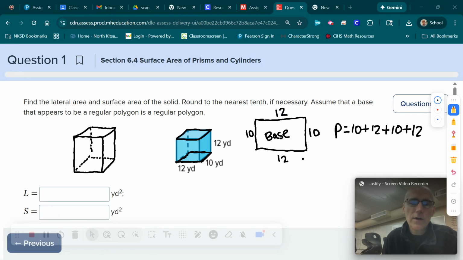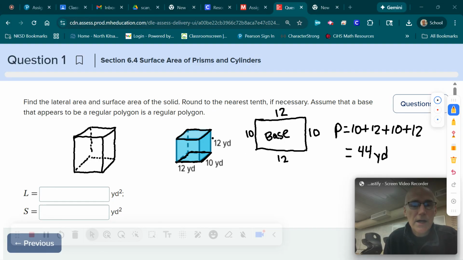Now, some people would say, no, you got two of those sides, you got two of those sides. Yeah, you could do two length, two width, add them together. So what do we get? We get 22, 44, I think. So we got 44. What are the units here? Yards for the perimeter of the base.